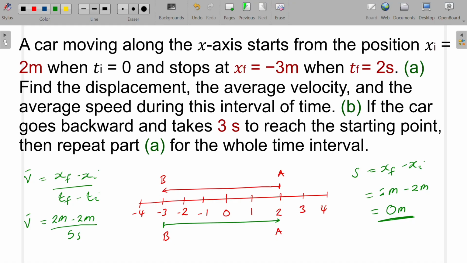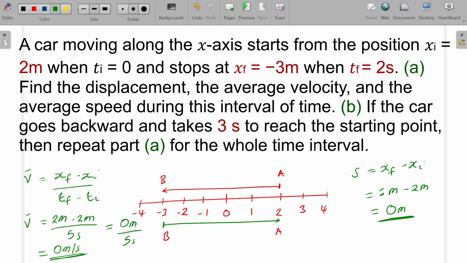So still we're going to have 0. On top we're going to have 0 meters, divided by 5 seconds. But 0 divided by anything is still going to give us 0. So whenever we don't have displacement, our velocity is going to be 0 as well. So this is also 0 meters per second. So we have 0 meters for displacement, and we also have 0 meters per second for average velocity.